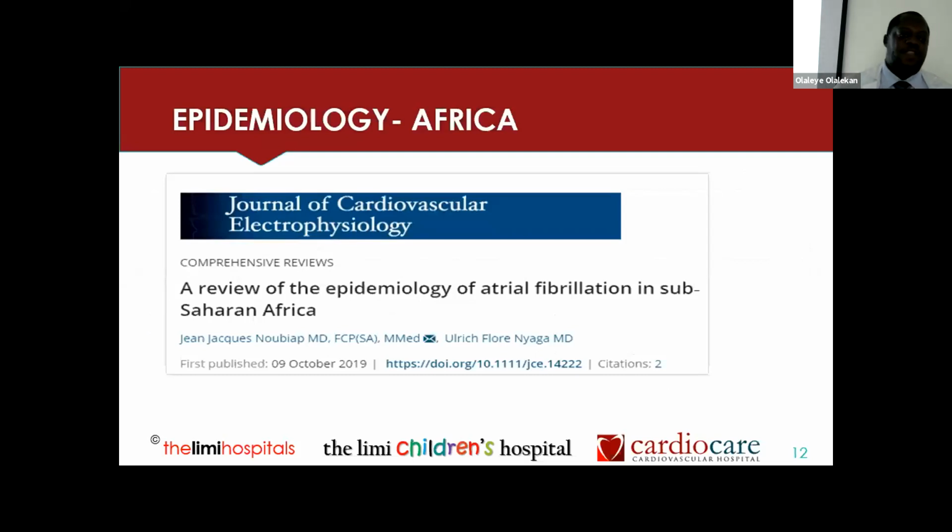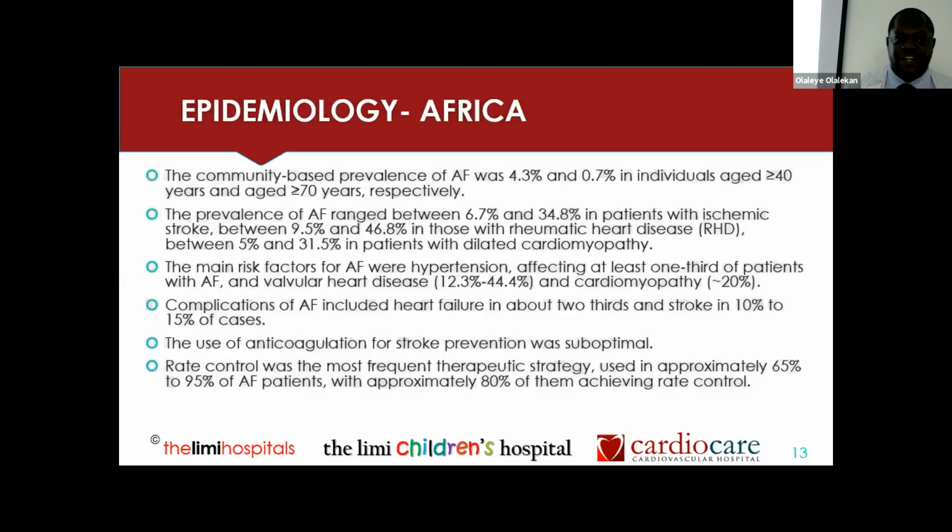And looking through few epidemiological data, in a study reviewing epidemiology of atrial fibrillation in sub-Saharan Africa, about 72 studies were used in this study. And the community-based average of atrial fibrillation was 4.3% and 0.7% in the age group stated respectively. And you can say, okay, based on the data as we know, the risk of atrial fibrillation increases as the age goes up. So while in young patients, maybe patients less than 20, 30, the prevalence of atrial fibrillation is approximately 1 to 2%, while in elderly patients from the age of 60 and above, you have between 8 to 9% prevalence risk.